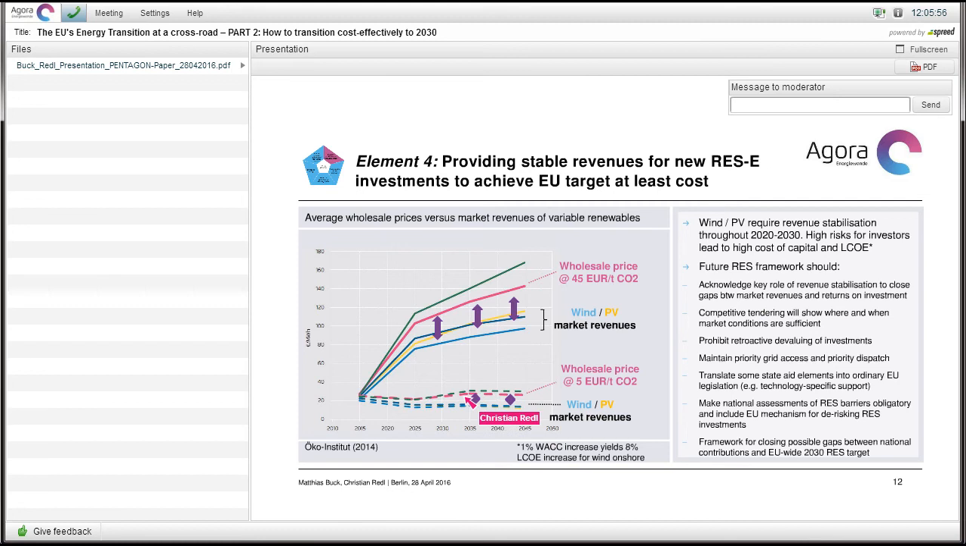And this is also the case for a scenario with low CO2 prices, where of course the electricity price remains rather stable, but then again the market revenues for wind and PV are even lower than this wholesale price. So that's why, due to this intrinsic economic nature of the variable renewables, it's important to keep this revenue stabilization mechanism on the system. This is important to achieve the renewables targets at least cost.